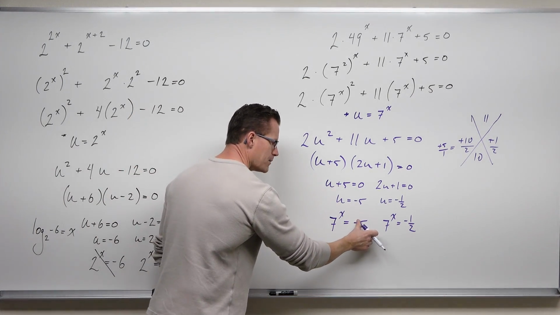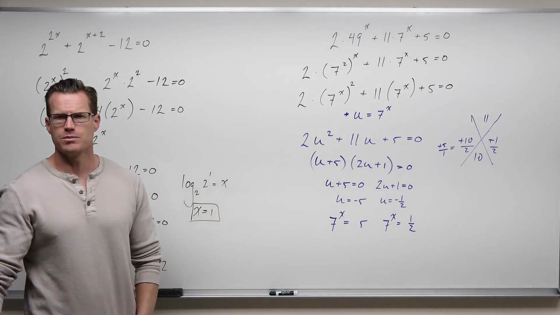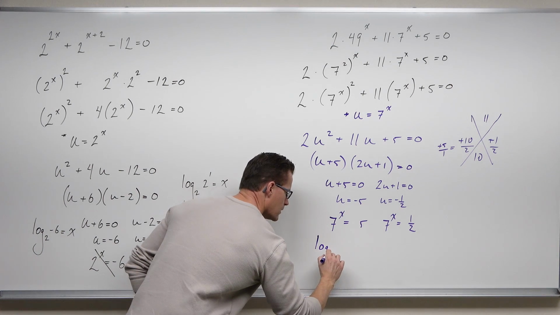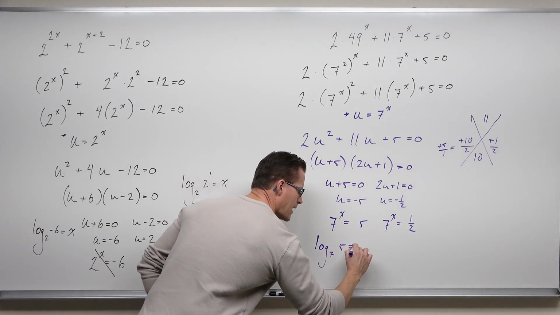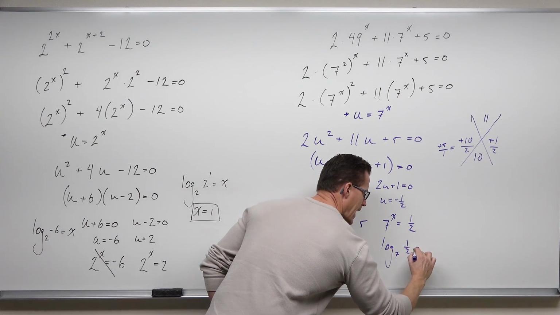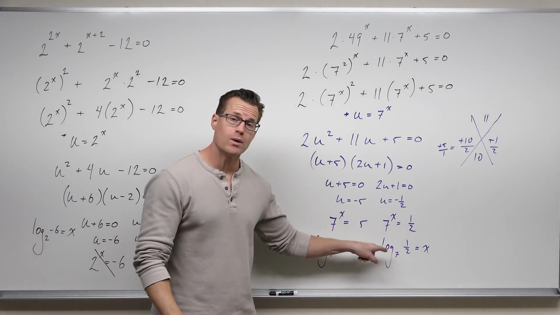If we would have had positive, now we don't, I know we don't, but if we would have had positive, then you'd be just fine. You could say, all right, this would be log base 7 of 5, log base 7 of 1/2 equals x. Please listen, this will give you a negative.